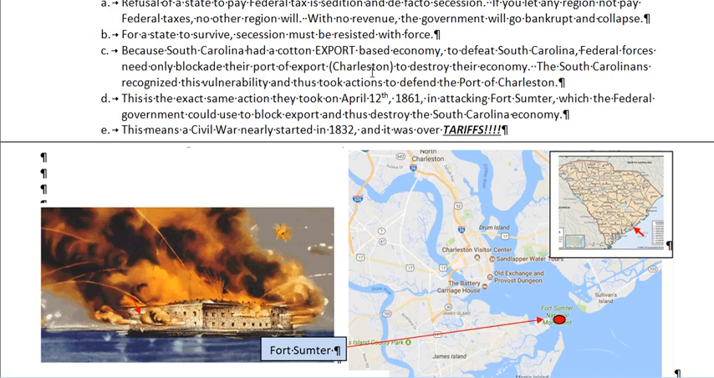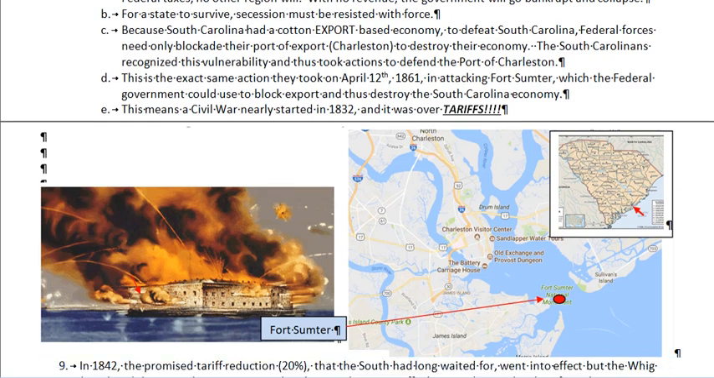The South Carolinians recognized this vulnerability of the port and thus took action to defend the port of Charleston. This is the exact same action they took on April 12th, 1861, in attacking Fort Sumter. So this is the exact same thing. In fact, Lincoln said in his inaugural address, right?